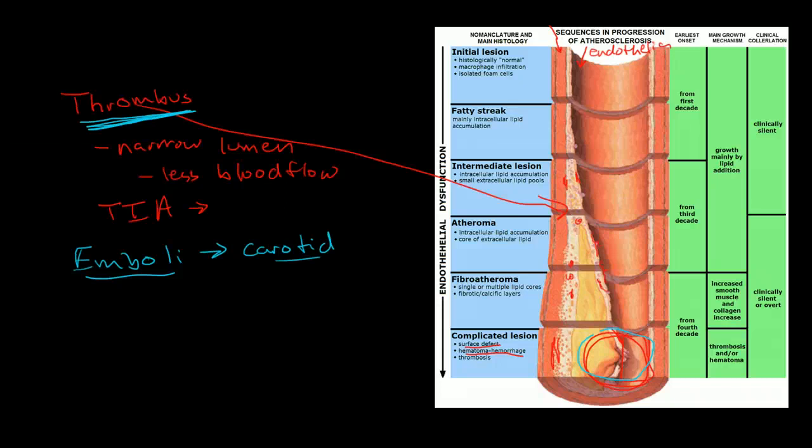and other places emboli can come from are from the heart itself. So the heart has 4 chambers. It's got the 2 atria and 2 ventricles, right? Now, the left ventricle pumps up into the aorta. Now, if you have atrial fibrillation, the atria are just quivering.